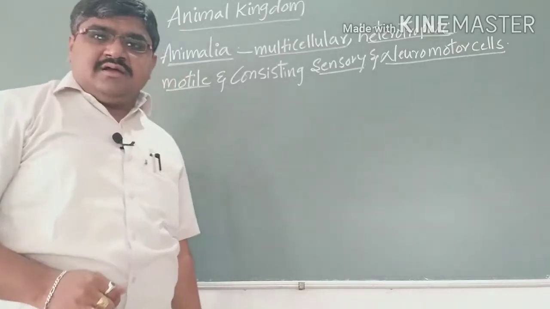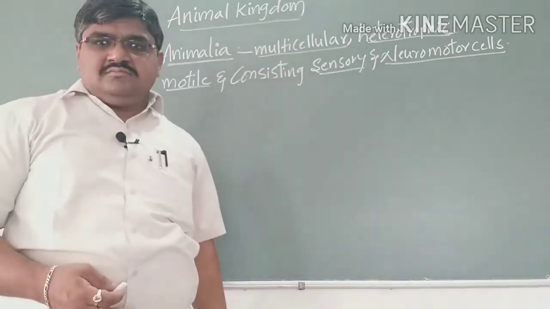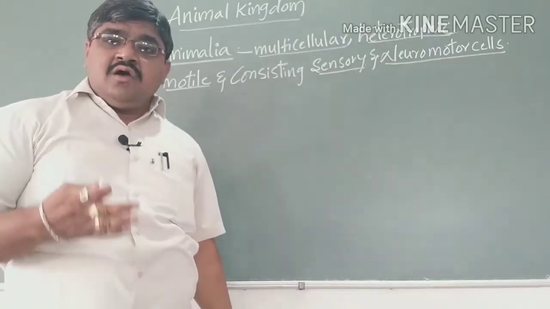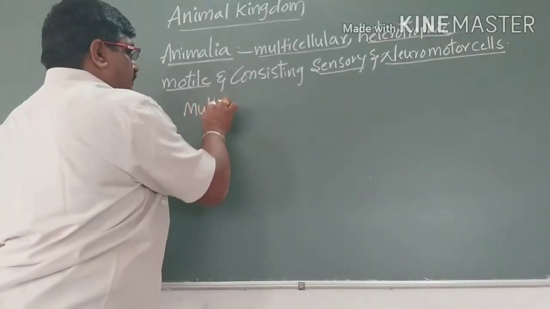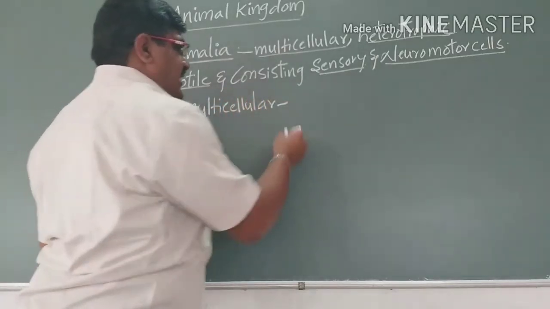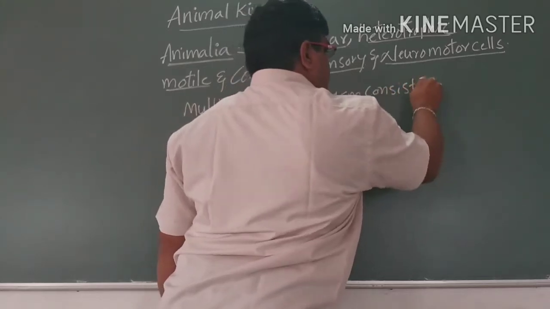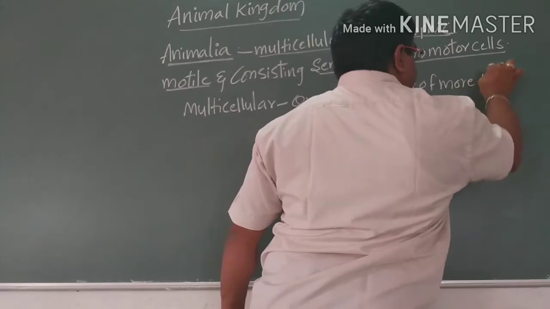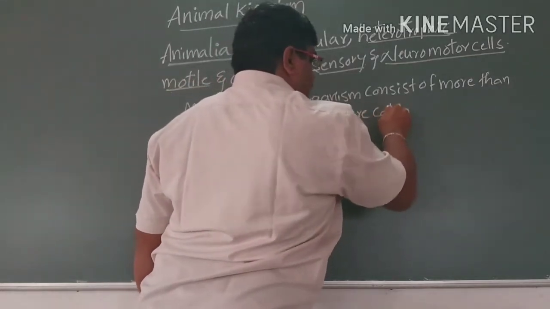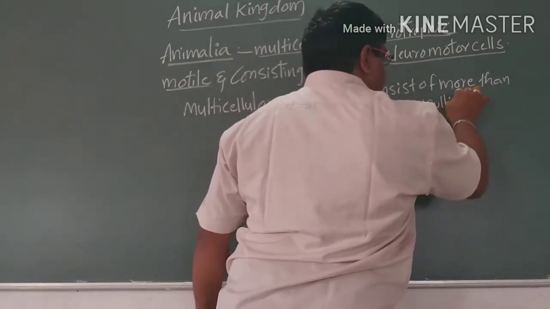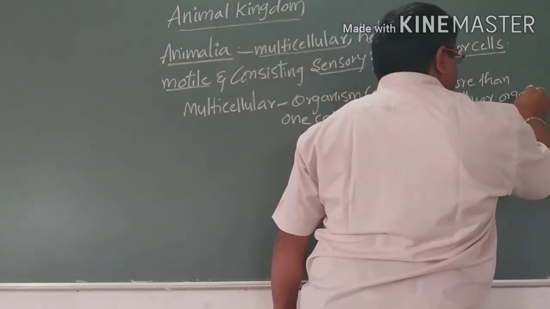Here, what are these? We'll discuss one by one. Multicellular: multi means more, cellular means cell. If an organism consists of more than one cell, it is called a multicellular organism. We can call them multicellular organisms.